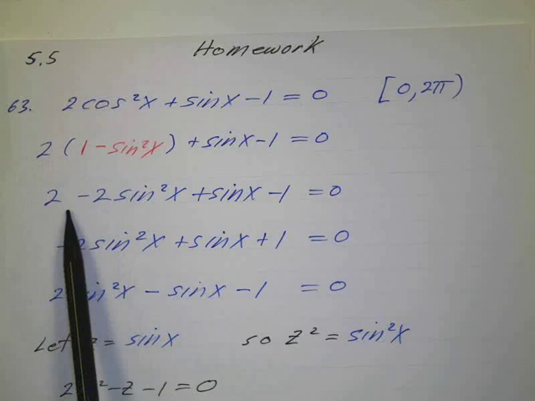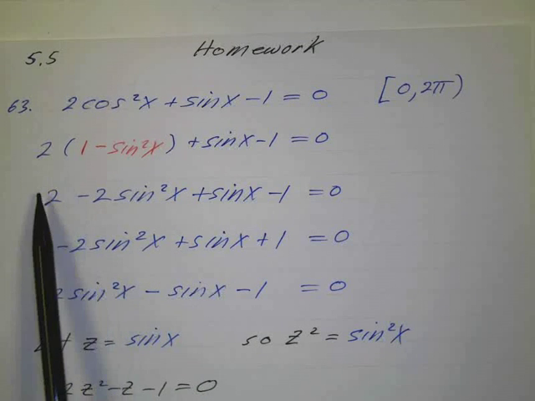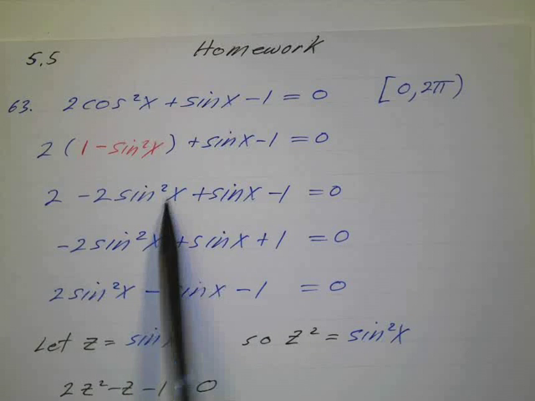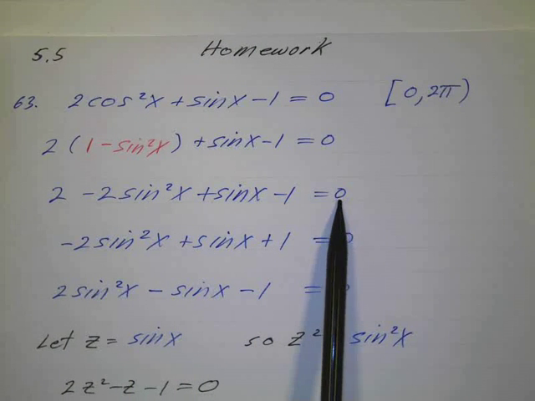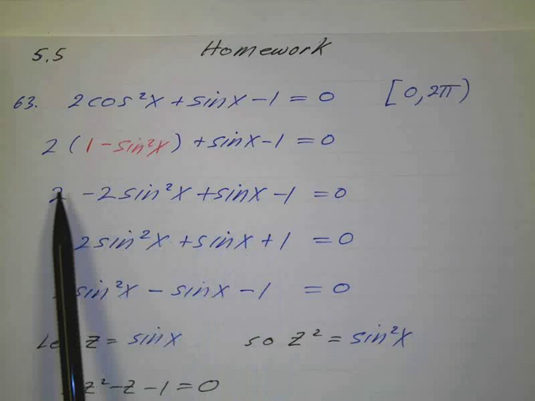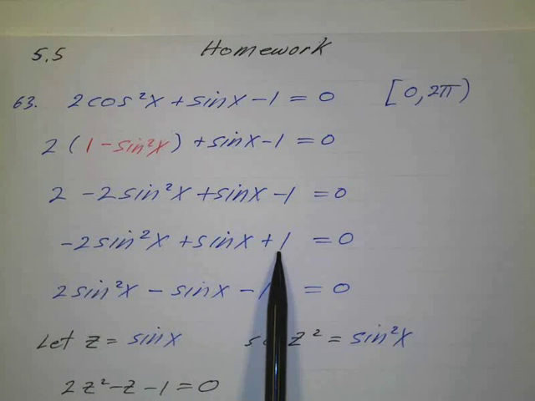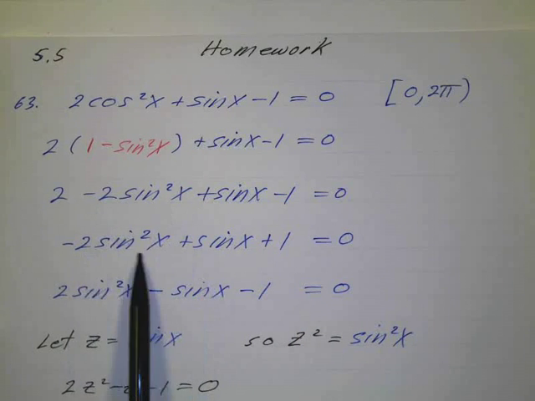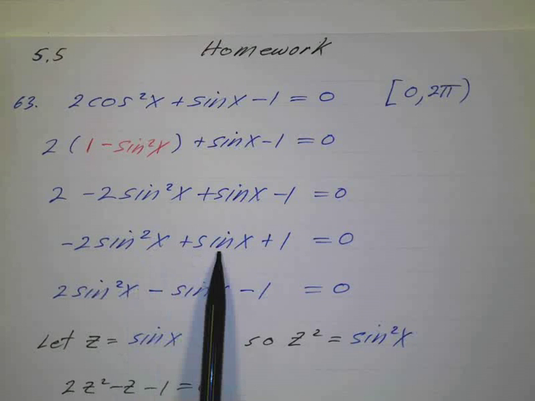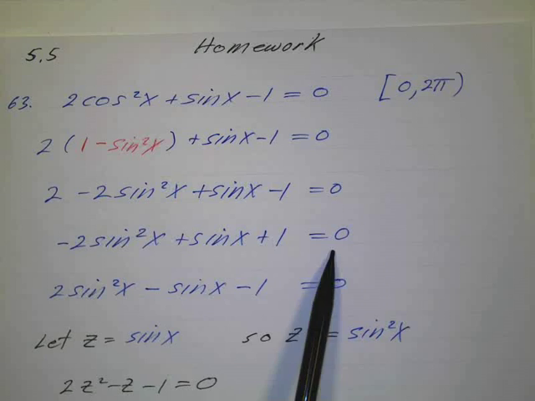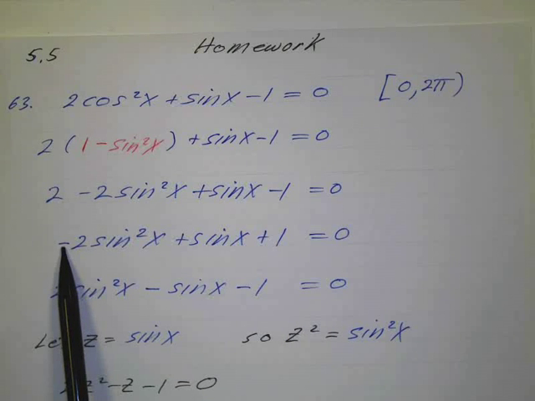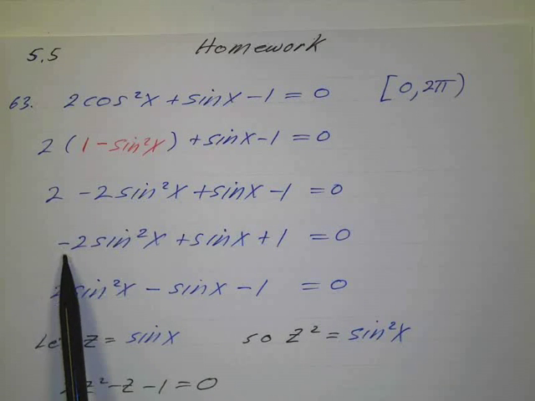Then I'll multiply out. So I've got 2 times 1 is 2, minus 2 times sine squared of x, plus sine of x, minus 1 equals 0. And then 2 minus 1 is 1. So I've got negative 2 sine squared of x plus the sine of x plus 1 equals 0. Then I'll get rid of this leading minus sign. I'll divide everything by negative 1, so that makes this positive.